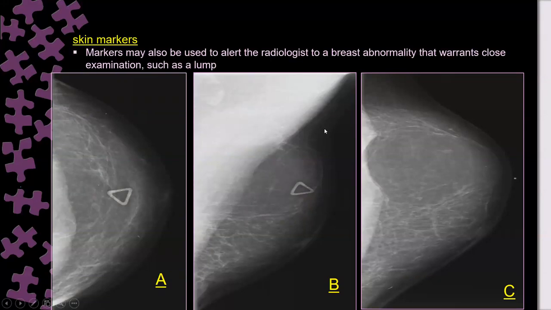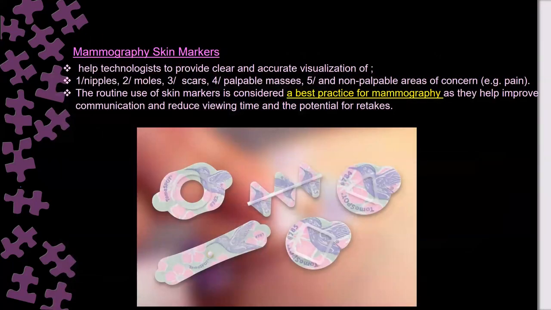So the use of these marks, we call them skin markers, okay? We use them in such cases like a lump. These are different skin markers. You can use them for nipple, moles, scars, a palpable abnormality, or an area of concern, not necessarily palpable. She might have localized tenderness or localized pain, okay? This pain is non-cyclic, persisting like that. They can put a marker to see if there is any underlying subtle abnormality.